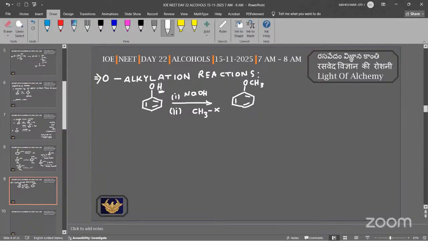Now, suppose we take the phenol without converting it into the phenoxide, to get methyl phenyl ether or methoxybenzene.